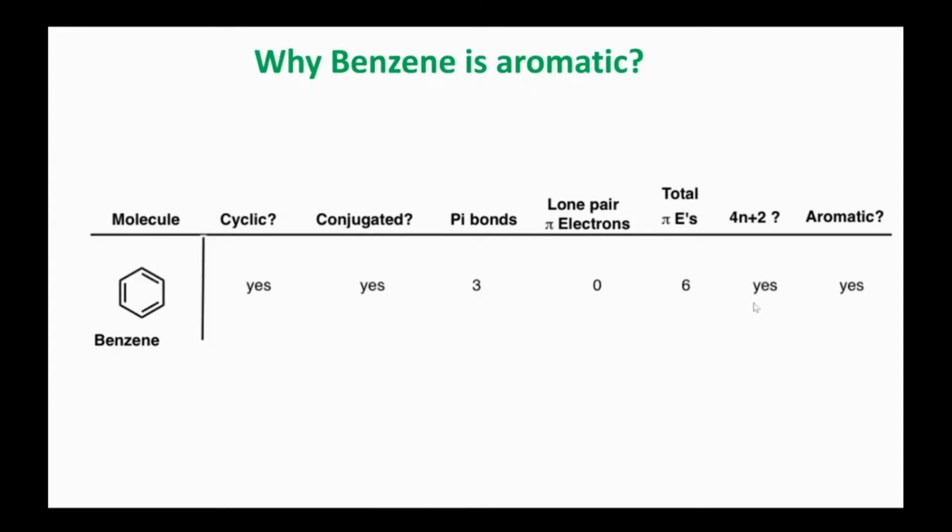Now if you have proceeded all the way through in a systematic way, then the answer should be yes. Is this compound aromatic? Yes, that's aromatic. This is how we can explain why benzene is aromatic based on all of these rules using this table.